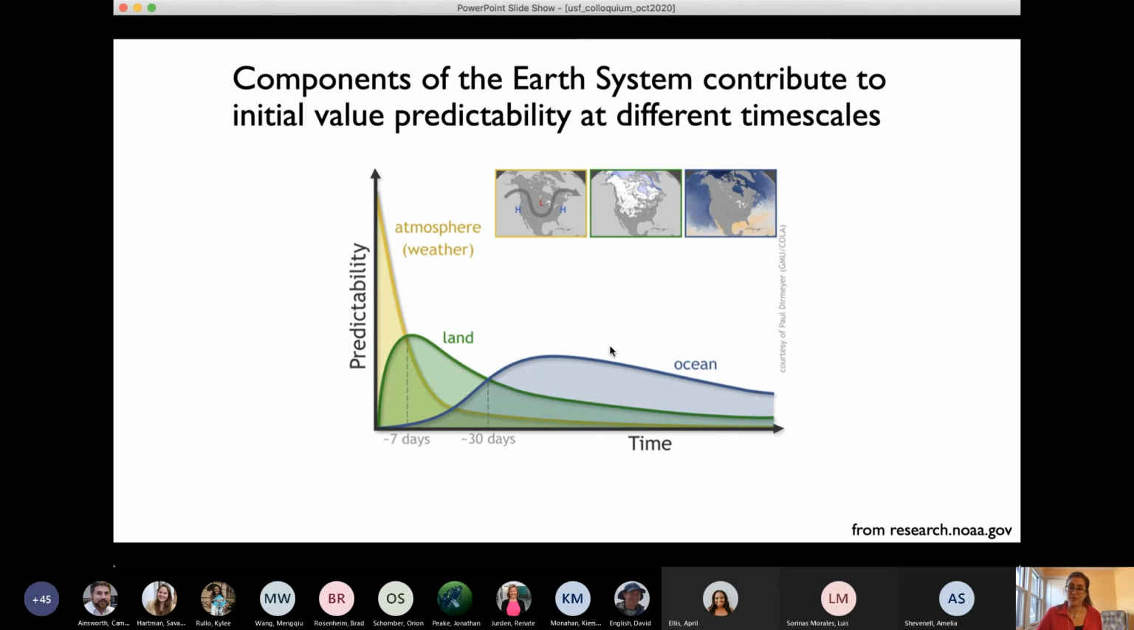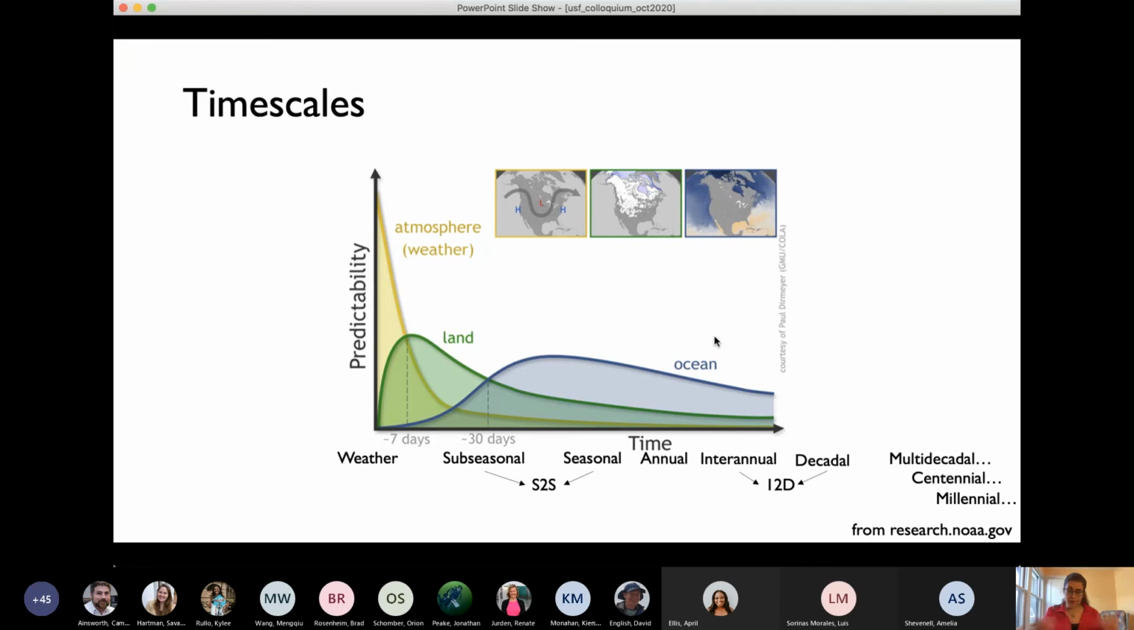Those kinds of processes can give you predictability. And because the atmosphere, the land, and the ocean are all coupled together, if the ocean processes are a source of predictability, you can also gain predictability in the atmosphere or in the land. So there are many timescales at which you can see predictability. You may have heard of things like S2S, subseasonal to seasonal. I'm going to be talking more on this timescale, the annual and the interannual, I2D. But the problem I'm actually going to pose to you today starts out at the subseasonal timescale.